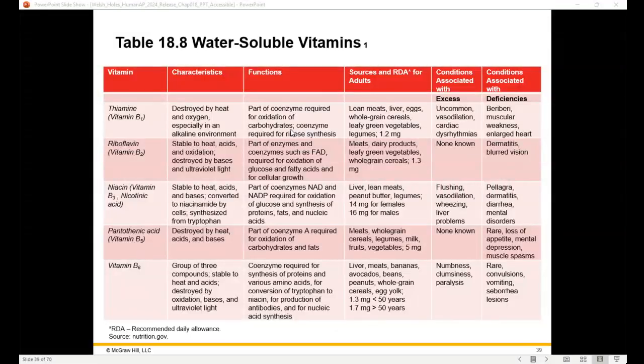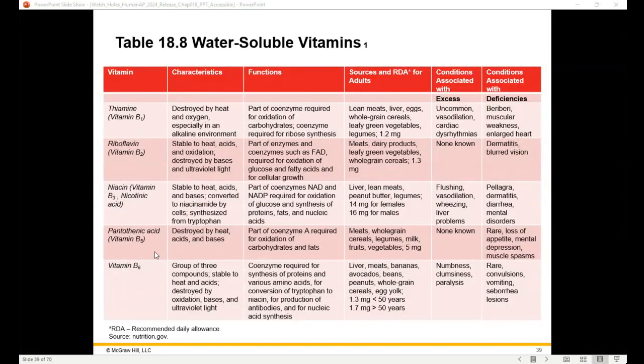So thiamine, or B1, this is part of a coenzyme required for oxidation of carbohydrates. Coenzymes are required for ribose synthesis. Okay, riboflavin, vitamin B2, part of the enzymes and coenzymes such as FAD, which are required for oxidation of glucose and fatty acids and for cellular growth. Niacin, which is vitamin B3, also known as nicotinic acid, is part of coenzymes NAD and NADP, which are required for oxidation of glucose and synthesis of proteins, fats, and nucleic acids.